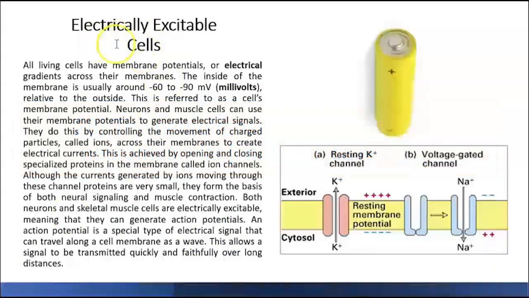Electricity. Voltage is the way we express electricity. The AA battery, the one that you put inside your remote control, it has two ends, the top and the bottom, right? And the top and the bottom, they're going to have different charges. One side is going to be positive, the other one is going to be negative.